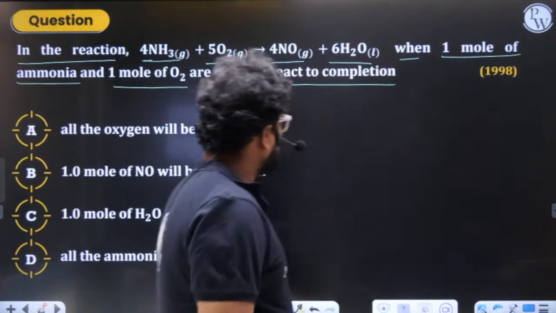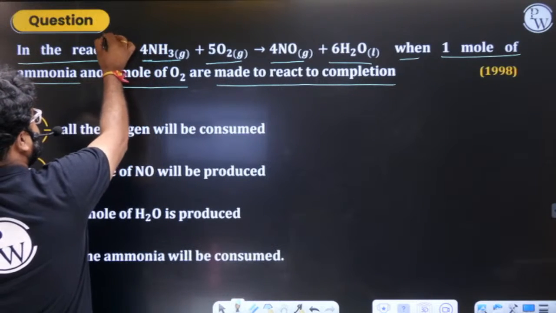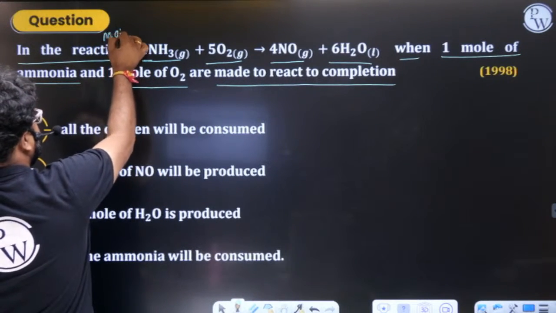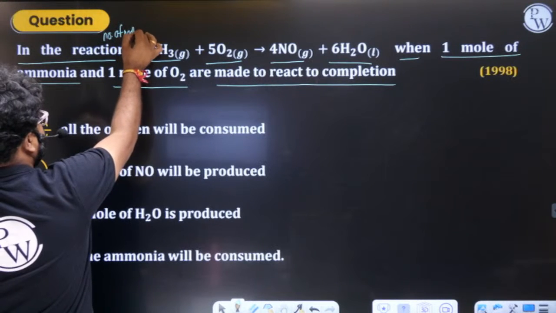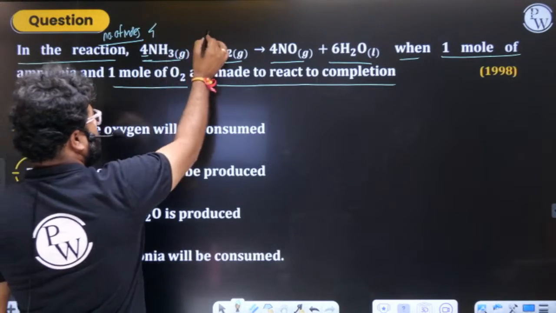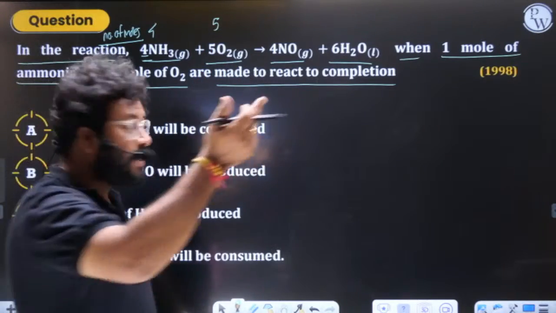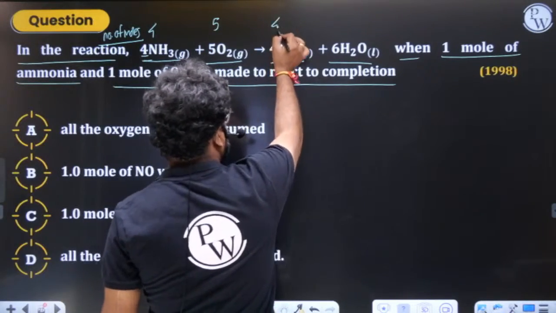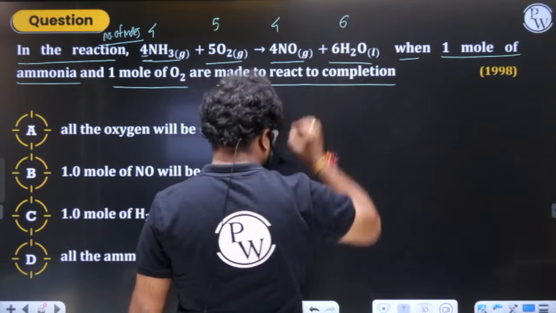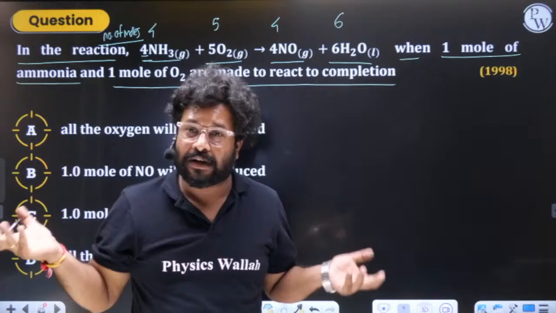Okay. So now look here. For 4 moles of ammonia, I'm going to write the mole ratio here itself. For 4 moles of ammonia, you are going to need 5 moles of oxygen. And then it is going to give you 4 moles of NO and 6 moles of water. Right? That is the complete reaction.